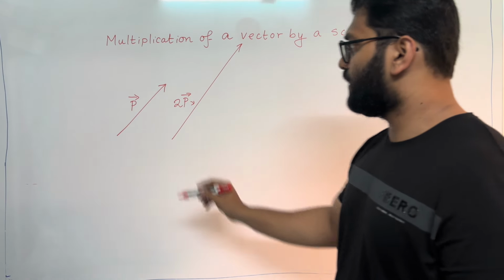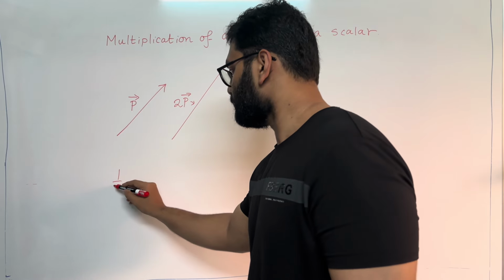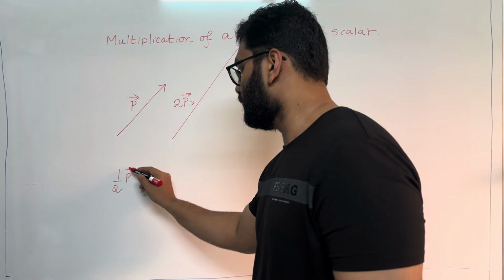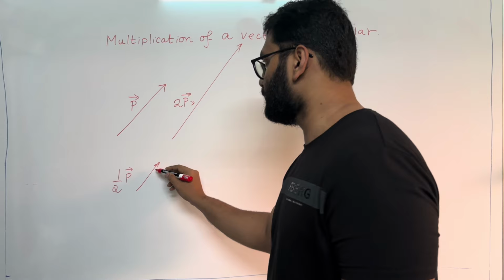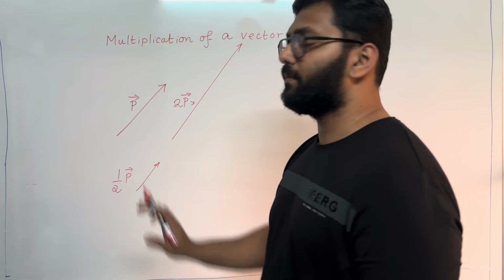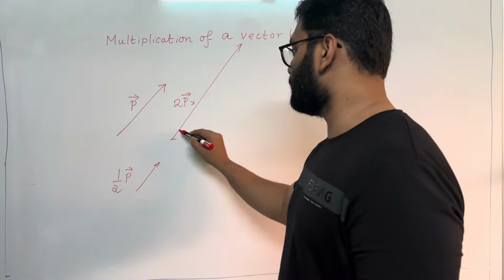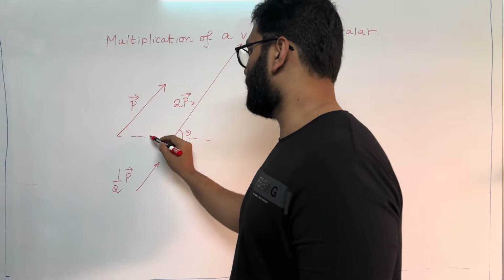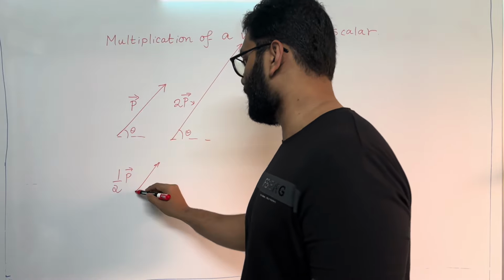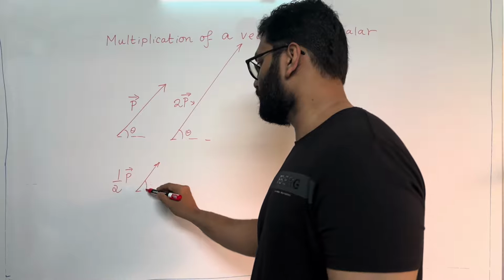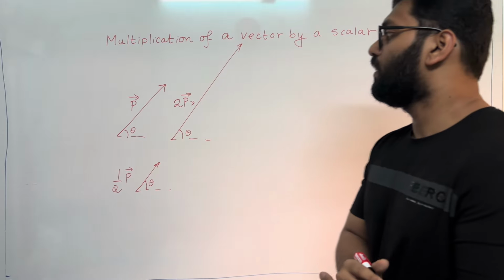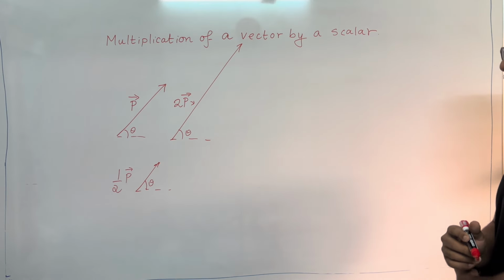For example, if I multiply with half p bar, the length of this vector becomes half. So the direction theta is going to be the same. See, I am denoting the direction by the variable theta, right? So this is what we have.